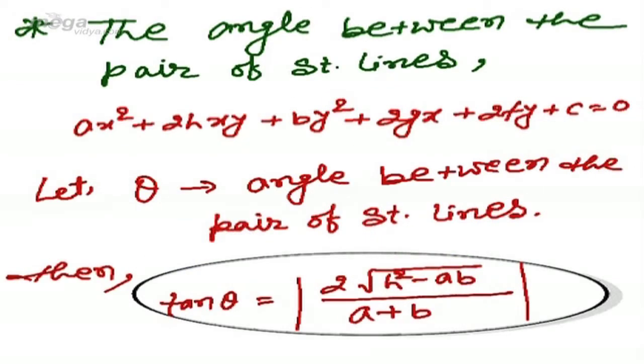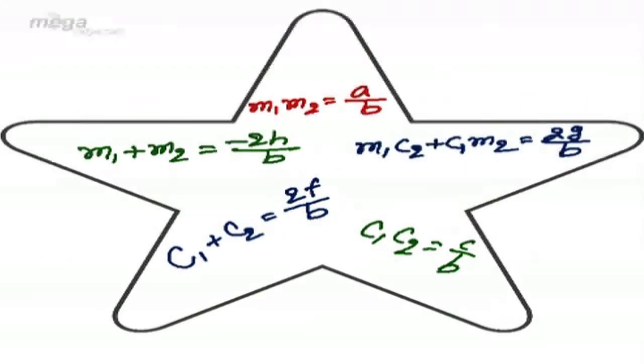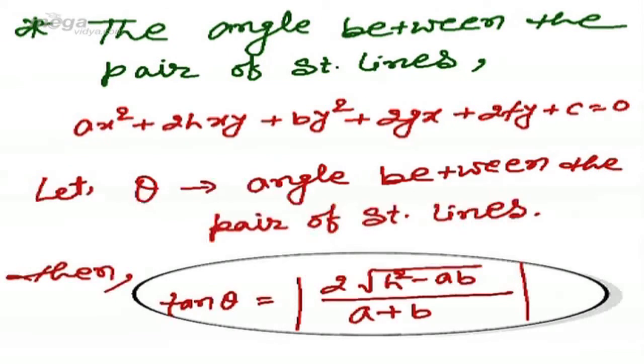Now you can understand how you get tan theta is equal to 2 into root under h square minus ab upon 1 plus ab. Because of the same criteria, in the homogeneous equation you got m1 plus m2 equal to minus 2h upon b and m1 into m2 is equal to a upon b. Over there we got these, and when we use tan theta equal to mod m1 minus m2 upon 1 plus m1 m2, we get the final tan theta formula. So here also, by using the same logic, we get this tan theta.